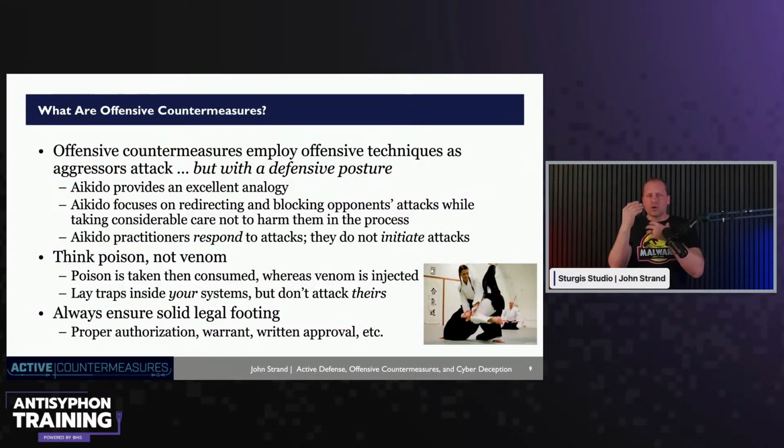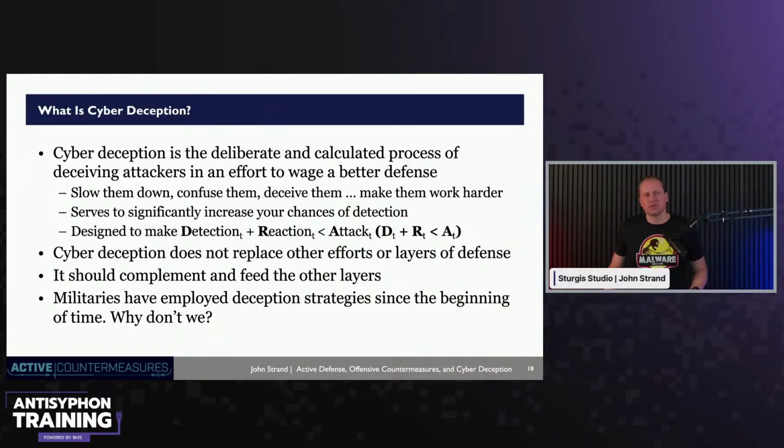So when we're talking about this, I want you to think of poison and not venom, because they are different things. Poison is usually something that needs to be taken, interacted with, like a poisonous frog or a poisonous spider or a poisonous leaf or flower. Venom is something that's injected. Venom is something that will strike out and attack you like a snake or a platypus. Always make sure that you're on legal footing. And we'll talk about that more here in just a little bit.